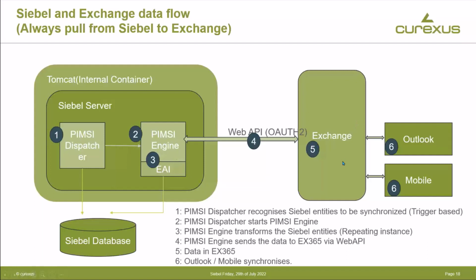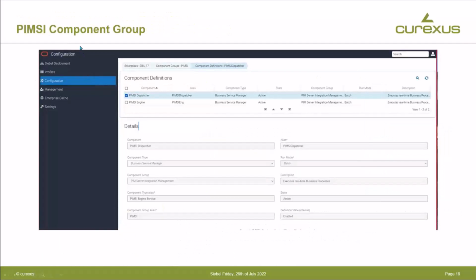And for the Exchange Online, you have this thing. It's called WebRP OAuth 2, where the synchronization is done. So this is mainly the flow. If you add the contact in the Siebel, how we done it, then this is the flow over the WebRP to the Exchange. So if you activate everything, then at the end you will have some PIMSy component group with your two processes that you need. That's from the runtime aspect.